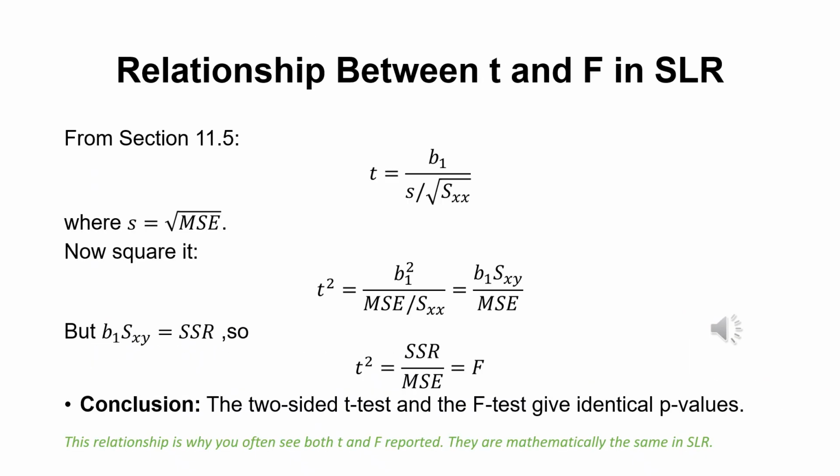Relationship between T and F in SLR. This slide emphasizes the mathematical equivalence. T squared equals F. The T statistic we computed for testing H0, beta equals 0, when squared, equals the F statistic from the ANOVA table. For example, if T equals 2.5, then F equals 6.25. The p-value is identical for a two-sided T-test and the F-test. However, note that this relationship holds only for simple linear regression with one predictor. In multiple regression, the F-test tests all slopes simultaneously, while individual T-tests test each slope separately. They are not simply squares of each other.